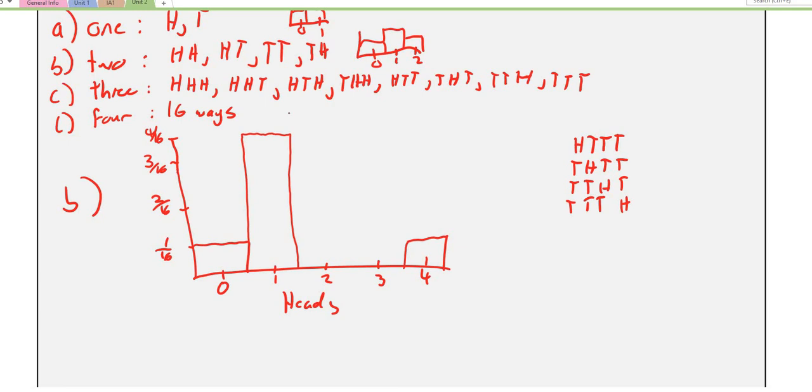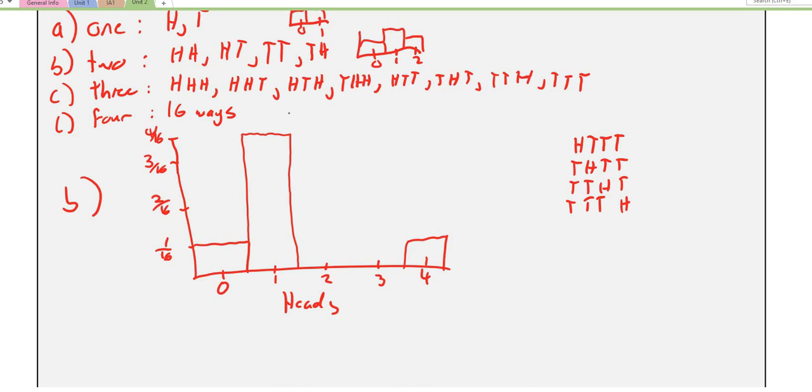If there's 4 ways to get 1 head, how many ways would there be to get 3 heads? Nope. What's the difference between getting 1 head and 3 heads? Look at my list. If you just swapped the T's and the H's, you'd have the exact same thing. But this time we'd have 1 tail, 3 heads, instead of 3 heads, 1 tail. Or other way around.